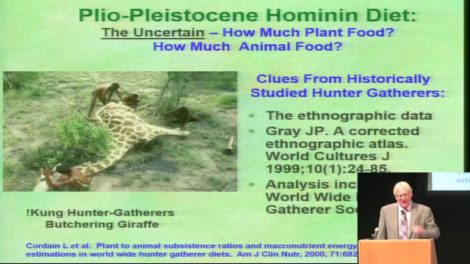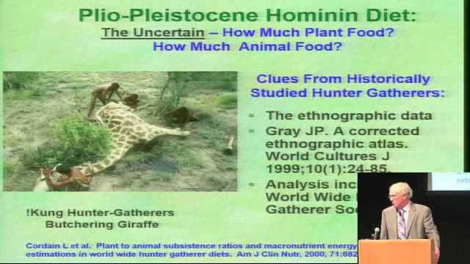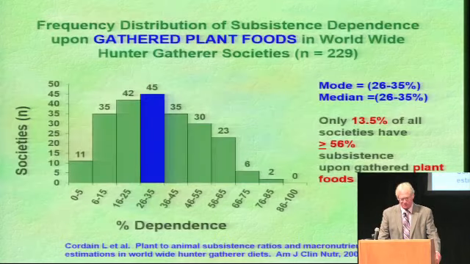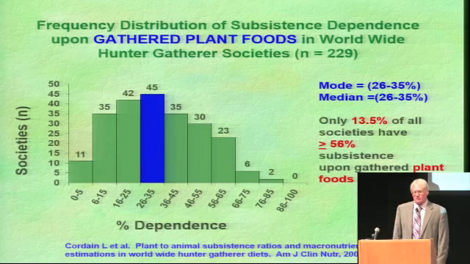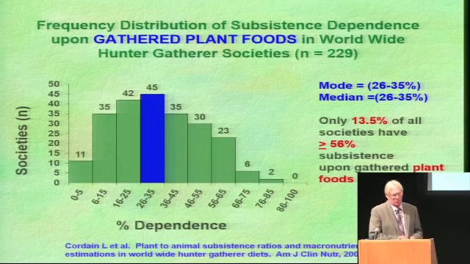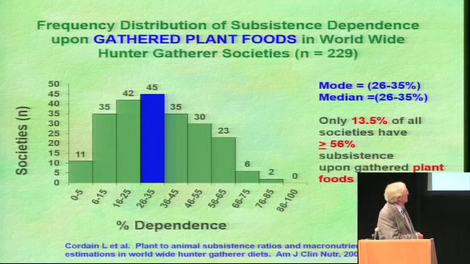So we went in and reanalyzed the 229 hunter-gatherer societies that were reported in the ethnographic atlas. And here's what our data showed, if we looked at the subsistence dependence on gathered plant foods, there were, as I mentioned, 229 hunter-gatherer societies. And these little blocks here are called class intervals. So 0 to 5% plant food, all the way up to 86 to 100% plant foods.